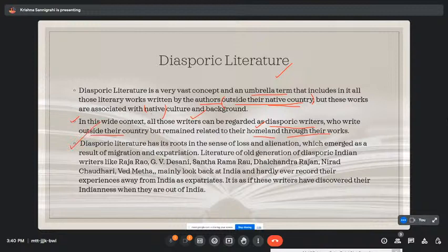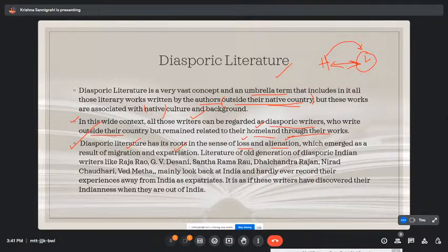Diasporic literature has its roots in the sense of loss and alienation. When we say loss, it's the loss of the fragrance of your motherland, the loss of your association with so many people physically, and also alienation, wherein you are made to be alone, away from other people, which emerged as a result of migration and expatriation. As people move from one country to another, one being the homeland and another being the host land where they stay, in this land where they have migrated they create their own identity. But they cannot forget their roots and the origin of their homeland.